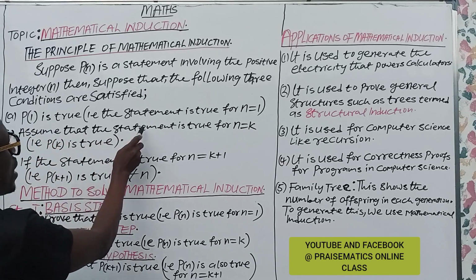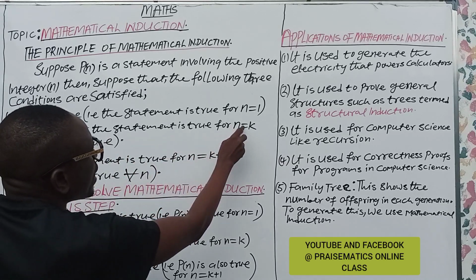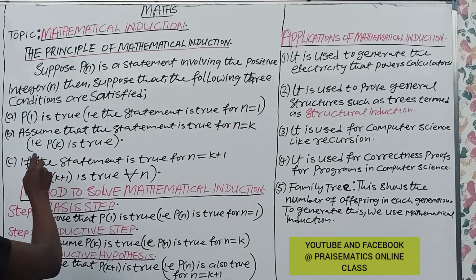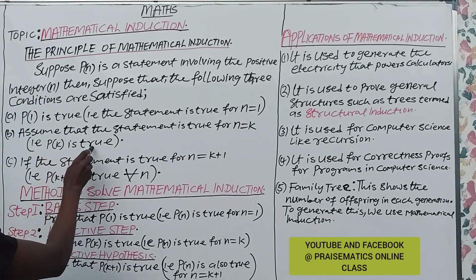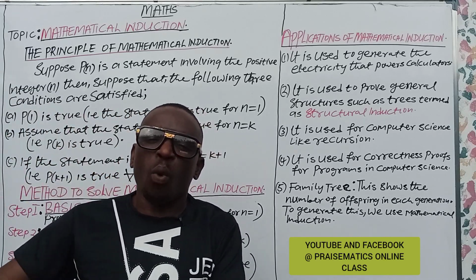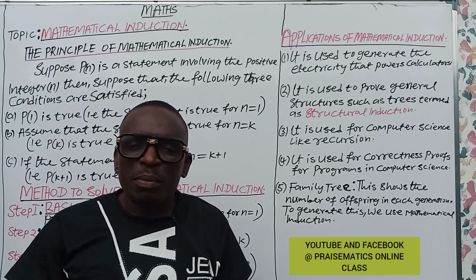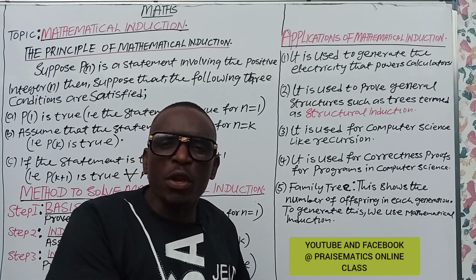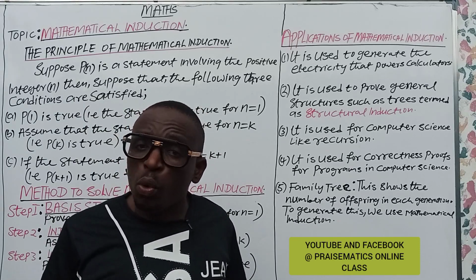B. Assume that the statement is true for n equals k. That is, P of k is true. If the statement is true for n equals k, it means automatically that P of k is true.